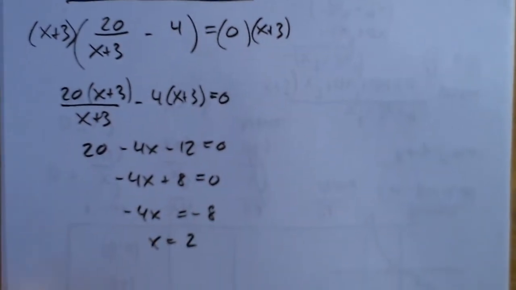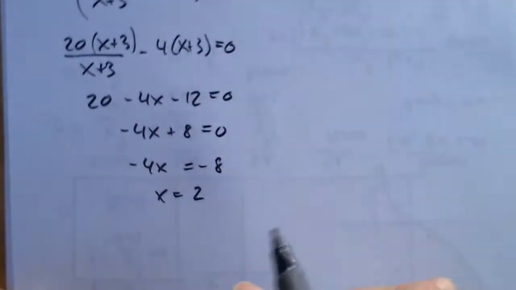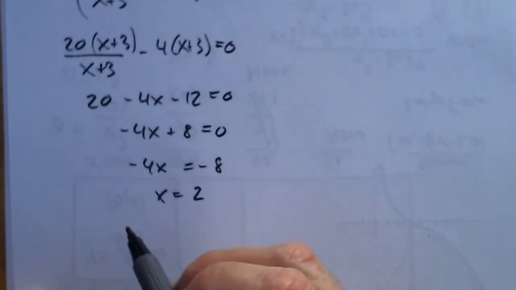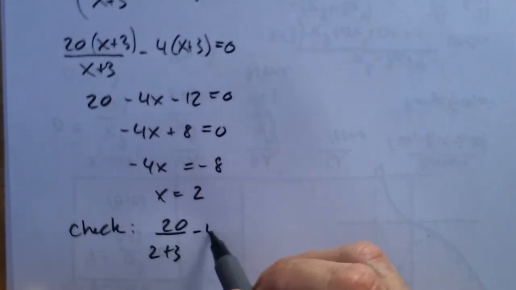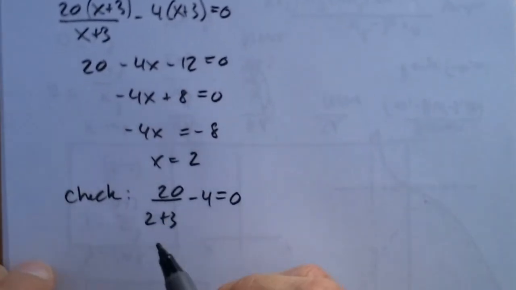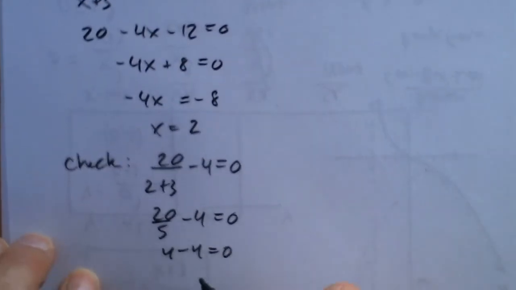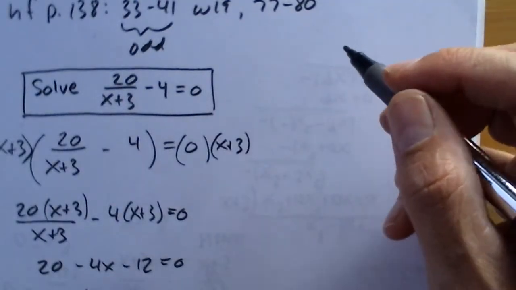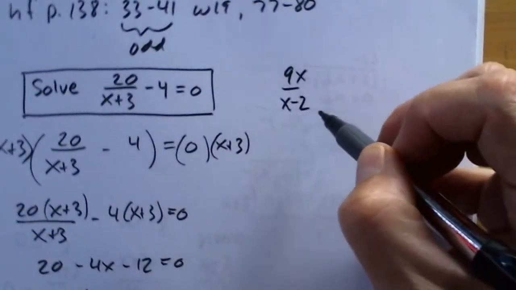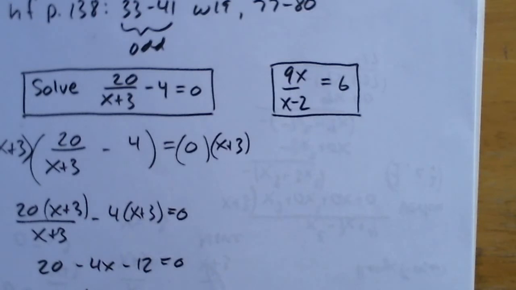It is possible to get an extraneous solution, one that is not an actual solution, even though it looks like one. And so we check in the original. So we know that's a solution. All right, pause and try that one.